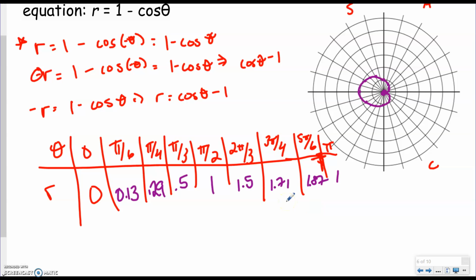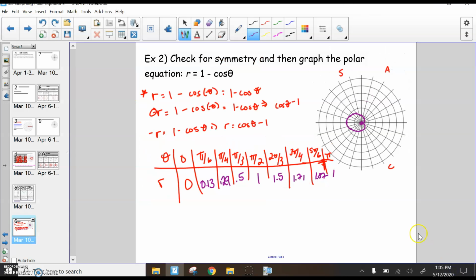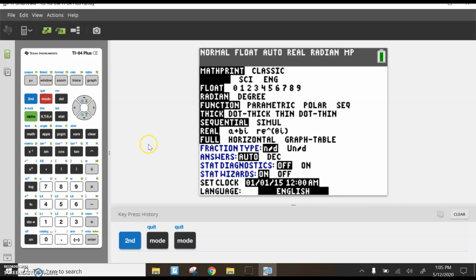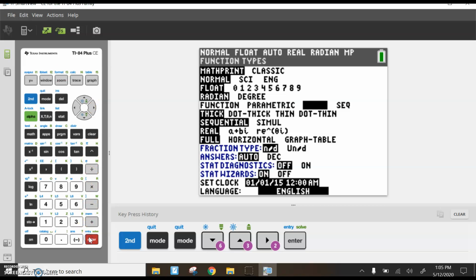Okay, before I let you go, I want to show you two things. A lot of you have graphing calculators. We can graph this using a graphing calculator. So I have 1 minus cosine of theta. Before you do that, change your modes. So hit your mode key. We need to go down. Oops, sorry, I went down too far. To where it says function and go over and hit polar, enter. Again, make sure it's in radian mode.